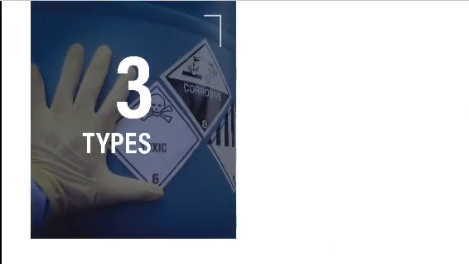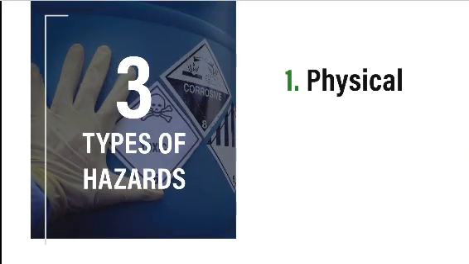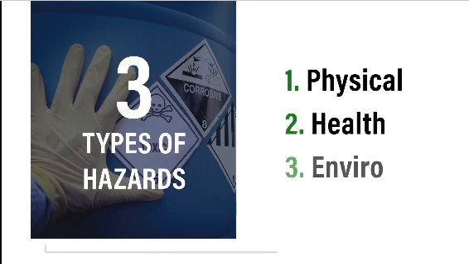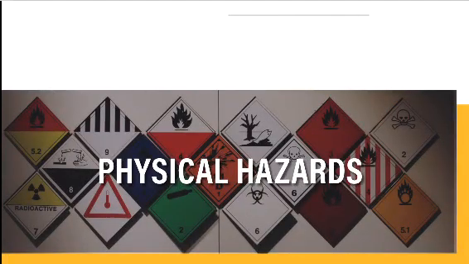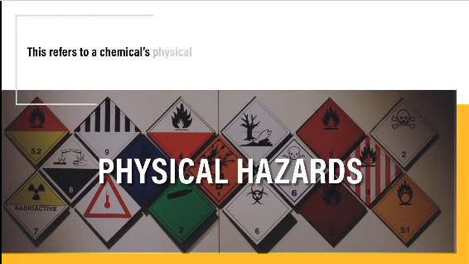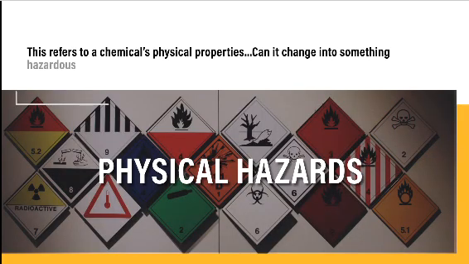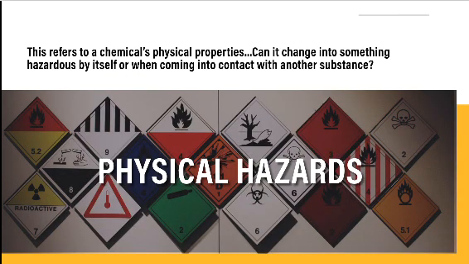So there are three types of hazards: physical, health, and environmental. These are divided by classification, and again by category. Looking at physical hazards. This refers to a chemical's physical properties. Can it change into something hazardous by itself or when coming into contact with another substance?